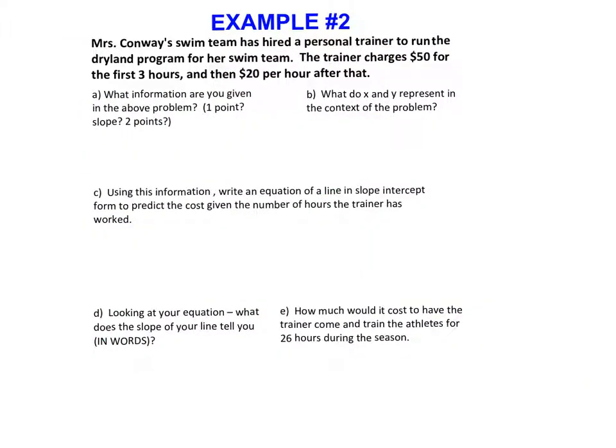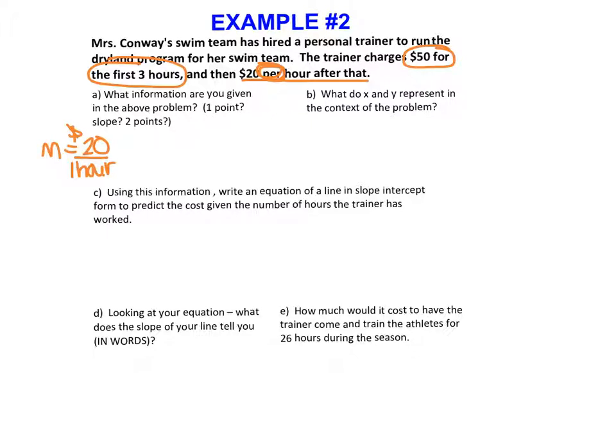All right, example 2. Mrs. Conway's swim team has hired a personal trainer to run the dryland program for her swim team. The trainer charges $50 for the first 3 hours and then $20 per hour after that. So remember that word per is telling me slope. So here I know that I have a slope value, so I can say my M value is essentially $20 per 1 hour, or 20.